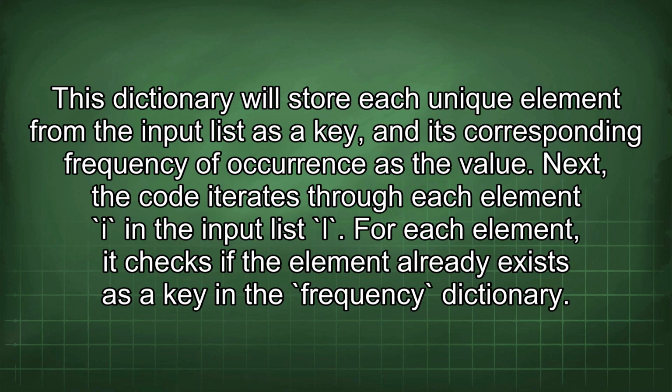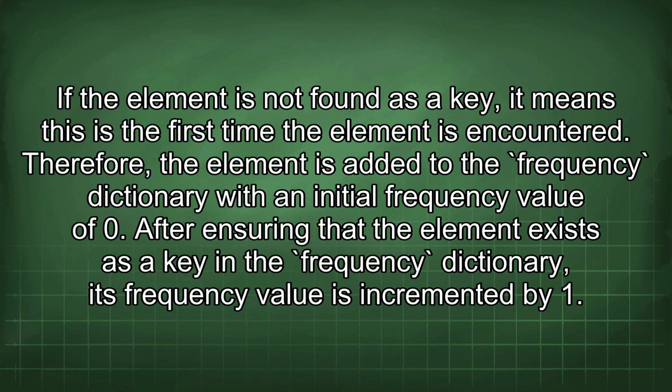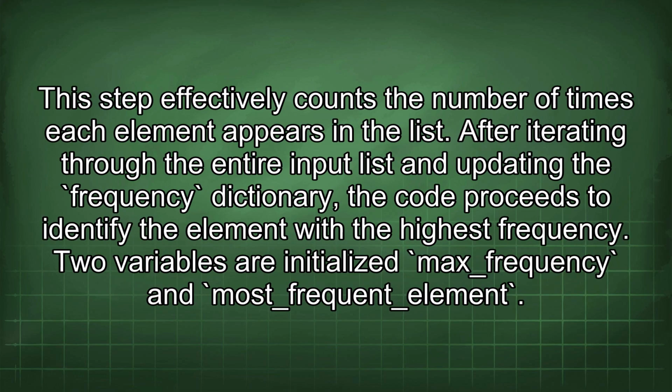For each element, it checks if the element already exists as a key in the frequency dictionary. If the element is not found as a key, it means this is the first time the element is encountered. Therefore, the element is added to the frequency dictionary with an initial frequency value of 0. After ensuring that the element exists as a key in the frequency dictionary, its frequency value is incremented by 1. This step effectively counts the number of times each element appears in the list.